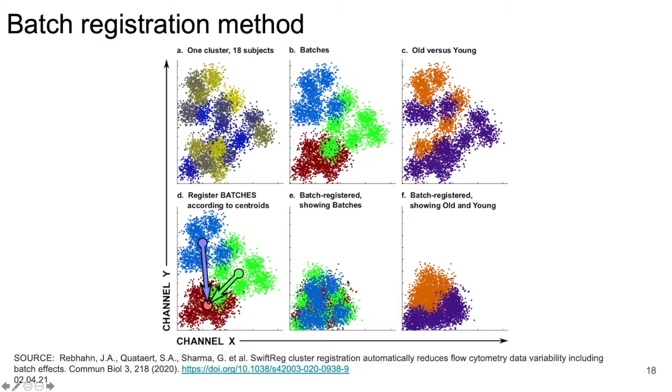And once we've done that, we have all of the batches aligned, and then we can apply our metadata filter to find out where the old populations went and where the young populations went. So if we were gating on this data after registration, it would be much easier to organize the gates and apply them across all samples.